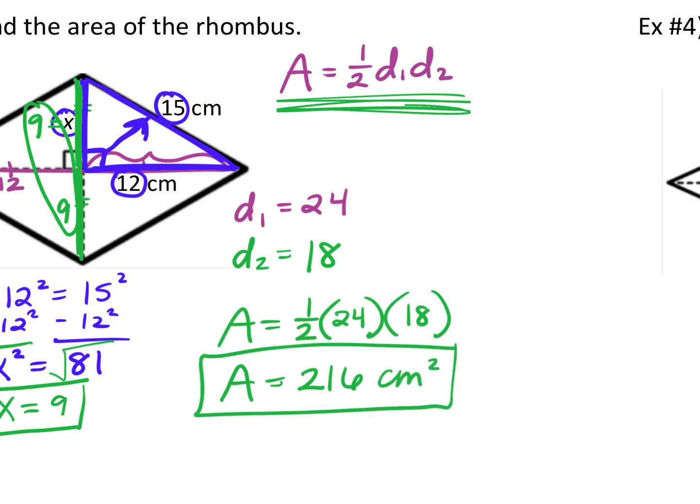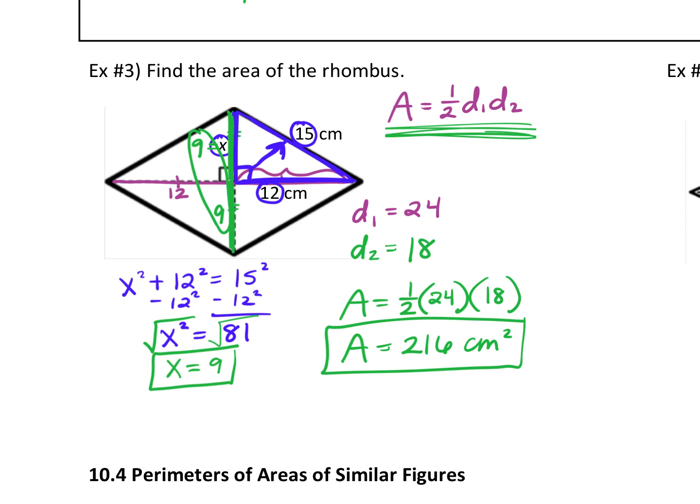You can put parentheses around each one, but you don't have to. You can go 1/2 times 24 times 18, using the times button. Okay, so here's the most important piece. Your diagonals are not related to the 15. Well, related to, sure. You have to use the 15 to find it, but your diagonals are here and here, right? They cut through the figure. They are not sides of the figure. Good?